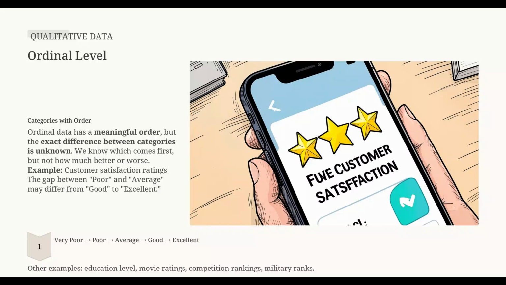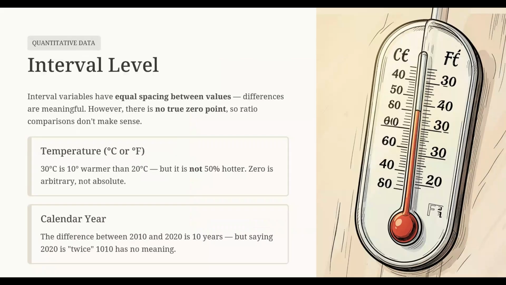So now we will move from qualitative data to quantitative data. So far we have discussed variables that describe categories. Now let's move to variables that represent actual numerical measurements. These are called quantitative variables and they are divided into 2 levels, interval and ratio. Although both use numbers, there is one very important difference between them.